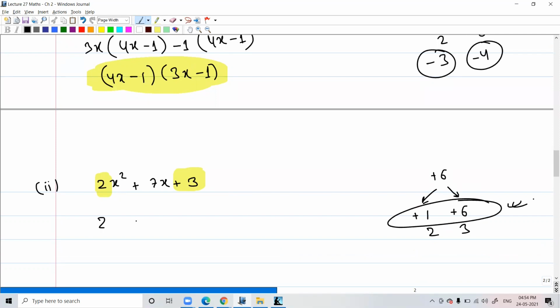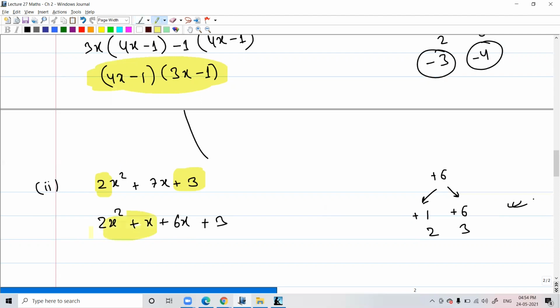So it has 2x squared plus x. 1 plus 1 means we have to consider it as plus x only. Okay, 1 into x will become x. And then the second will be +6x. Then take the first two. What's common here? There is a 2x squared.